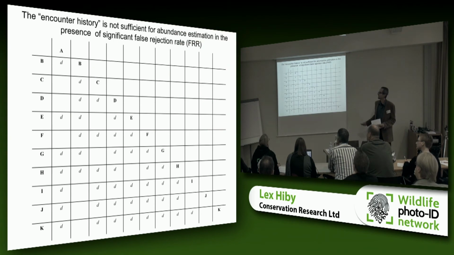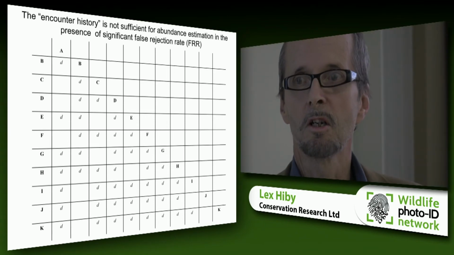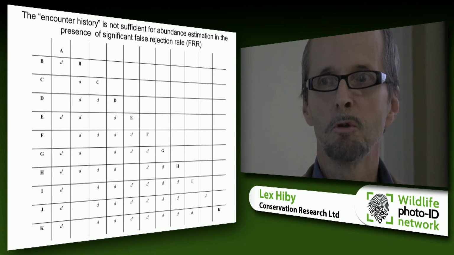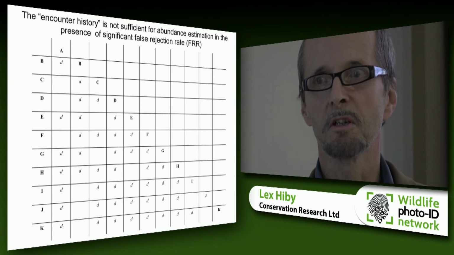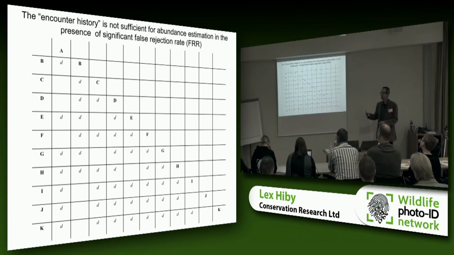And I wanted to emphasize that by saying, look, in that situation, the encounter history, which is the sort of holy grail, isn't even sufficient for abundance estimation. And this is an example from years ago. Phil and I were asked to analyze some data on Javan rhino photo ID data, to come up with the minimum population size. And it was important because there was a move to capture the world's remaining population and ship them over to the USA for captive breeding. And it depended on whether there were more or less than 25 left in the world.